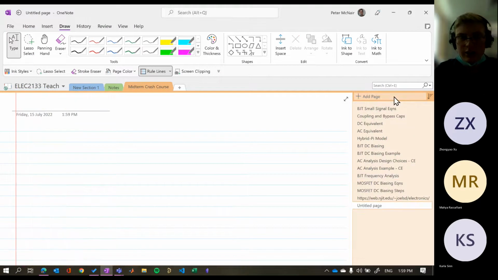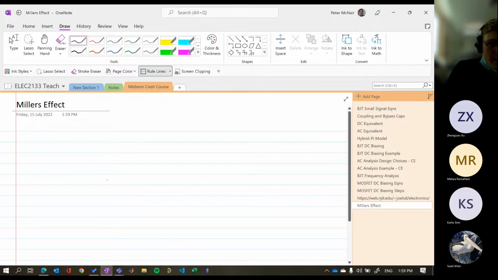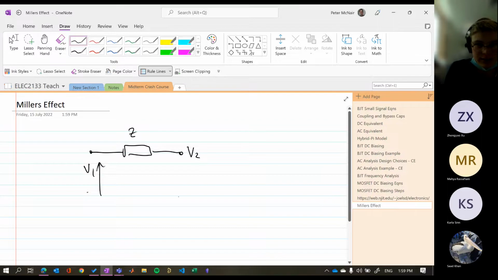Okay, so essentially, Miller's effect is when we have a gain and then an impedance between our input and our output. I'll just draw how I was shown Miller's theorem. Essentially, if you have some V1 and then an impedance and then V2, that's V1 there, that's V2 there, and this is ground. And let's say that there's some gain which is V2 on V1.